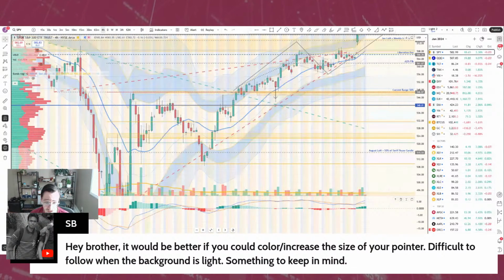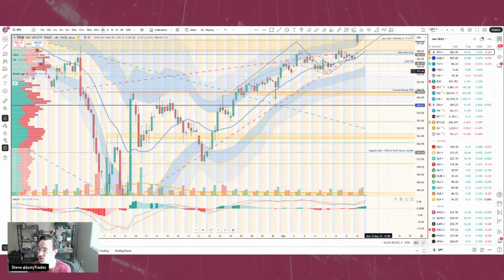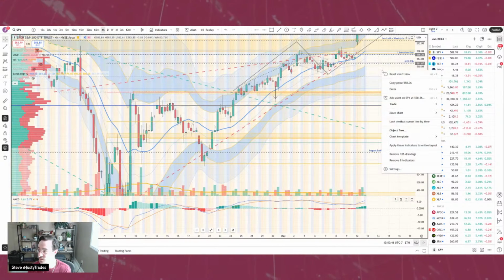SB, okay, this is a great point, and I need to figure out some software for this. It would be better if you could increase the size of your pointer. Yeah, no, absolutely. Maybe short term, I can just turn the background on dark.